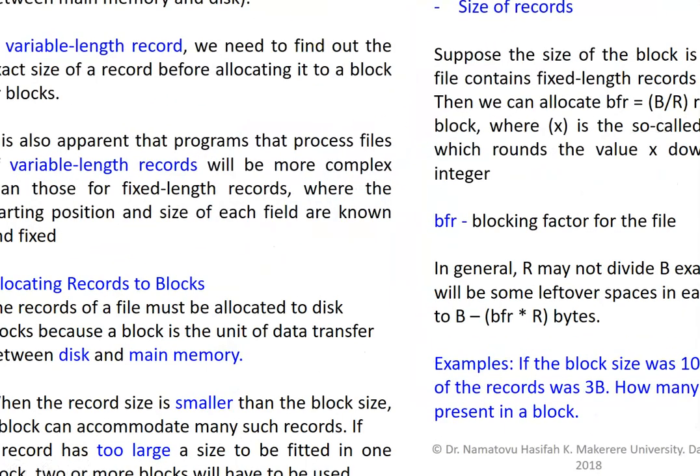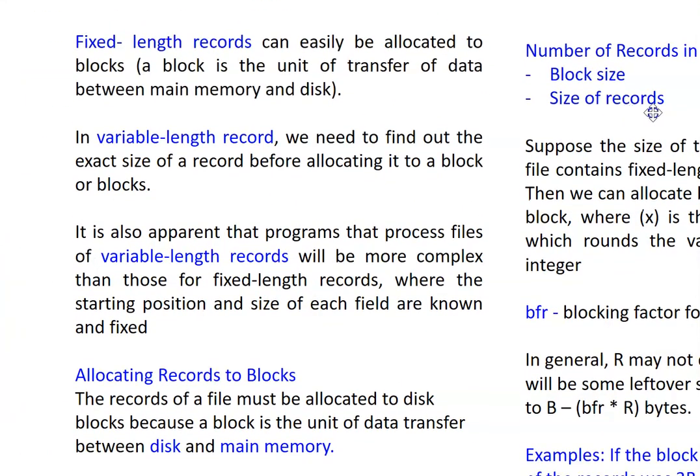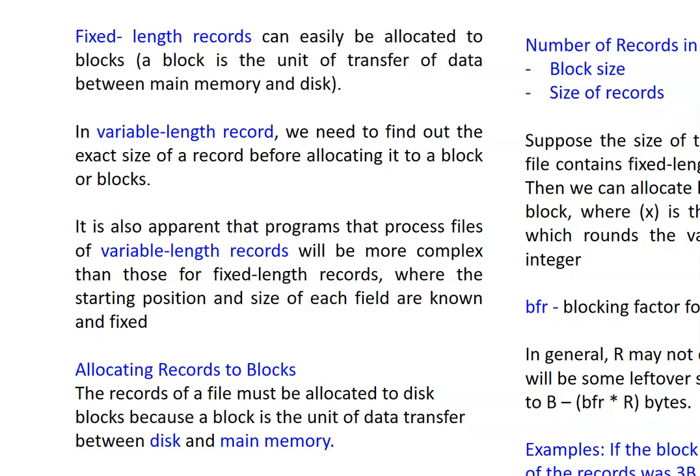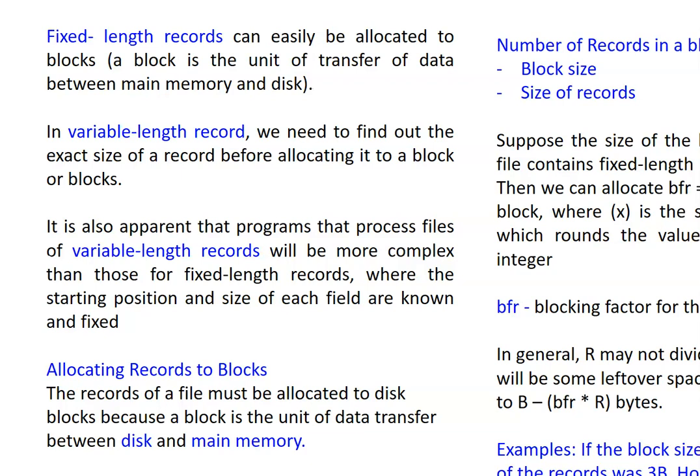Okay, so quickly. Fixed length records can be easily allocated to blocks because they have fixed length. And in variable length records, we need to find out the exact size of the record before allocating it to a block, because the size of the records keeps varying. So it's also apparent that programs that process files of variable length will be more complex than those processing files that have fixed length, where the starting position and the size of each of the records is known.